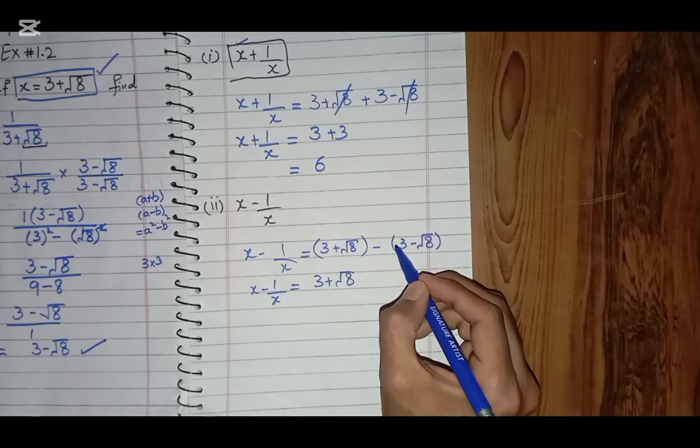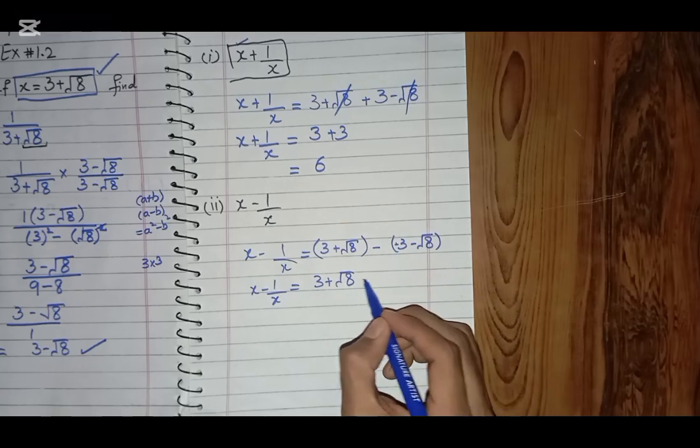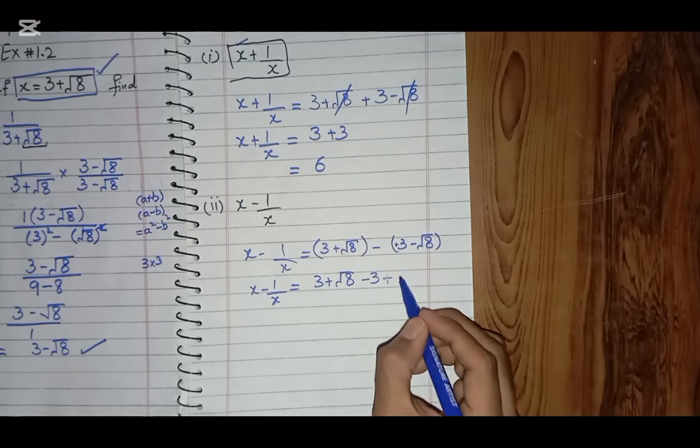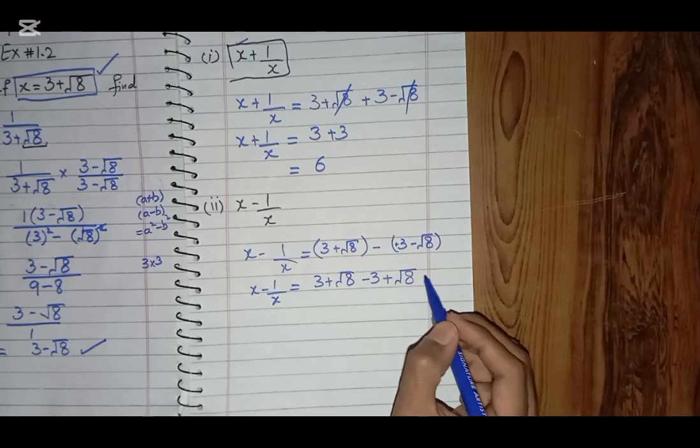This is minus, and for this one there is no sign, so you can say there is plus. Plus minus minus, and this minus and this minus multiply, you get plus, and this is square root 8 as it is.